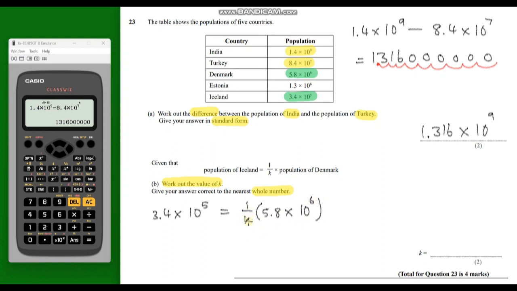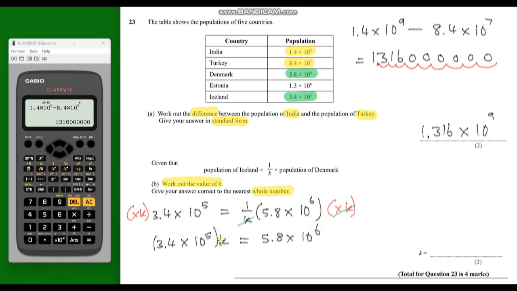At the moment I've got k in the denominator. I don't want k in the denominator, I want to get rid of this fraction. So what I'm going to do is multiply both sides by k. If I multiply both sides by k, that will get rid of this k here. So on the left hand side, I'm just going to be left with 3.4 times 10 to the power 5, all of that multiplied by k. And on the right hand side, notice the k's will just cancel out. We've got a k in the denominator, k in the numerator. That's the whole reason why we're multiplying by k, is to get rid of it. So all we're left with is 5.8 times 10 to the power 6.